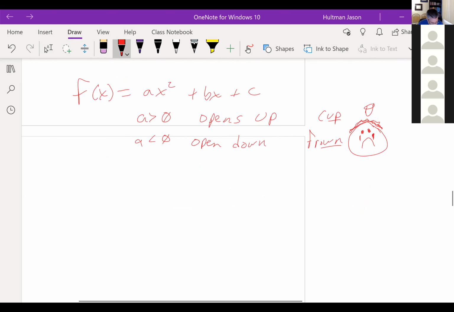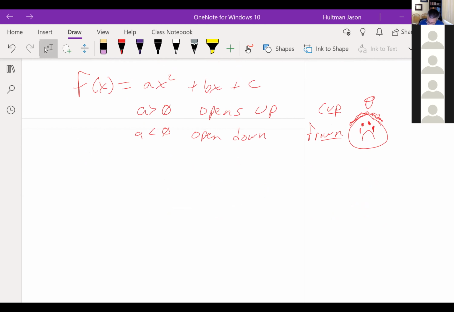Okay, let's do some graphing here. Let's graph. Okay, f of x is equal to negative 2x squared plus 10x minus 7.